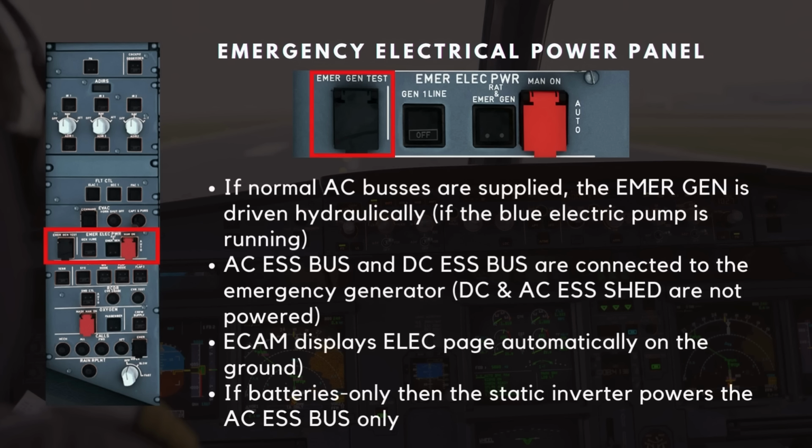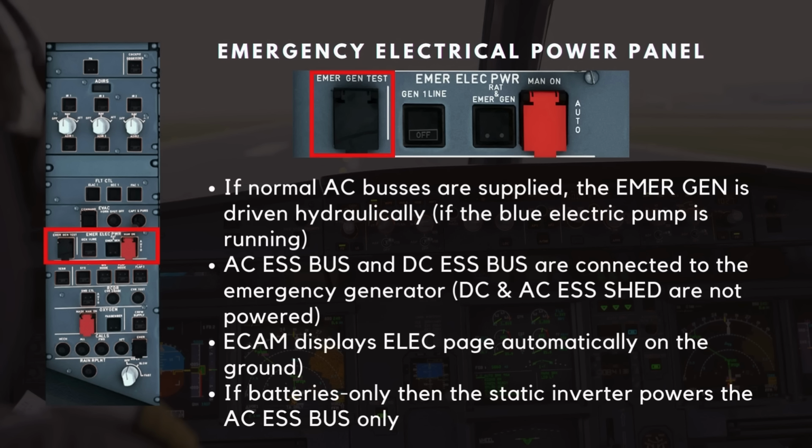If the normal AC buses are supplied, then the emergency generator is driven hydraulically if the blue electric pump is running. The AC essential bus and the DC essential bus are then connected to the emergency generator. Note, the DC essential shed and AC essential shed buses are not powered in this case. ECAM then displays the electric page automatically, although this is only true on the ground.